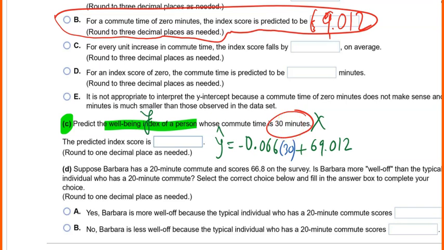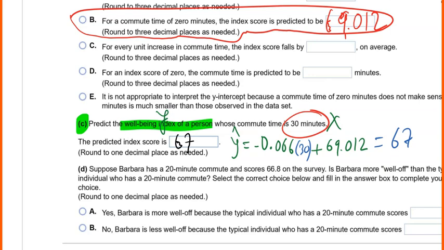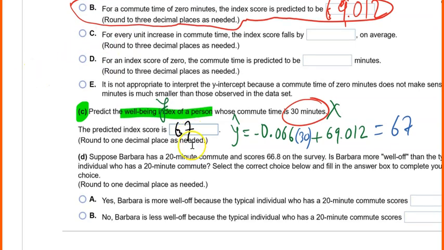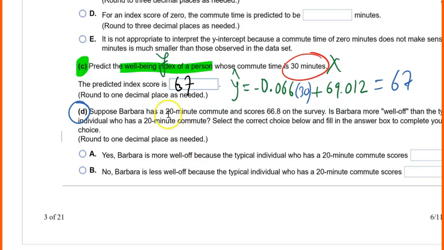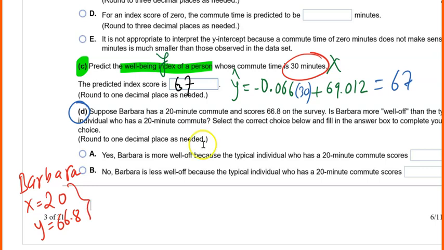I will solve it, and if you round it to 1 decimal place, this number is going to be 67. Here the predicted score is 67 for 30 minutes commute time. For part G, suppose Barbara has a 20 minutes commute time and a score of 66.8 on the survey. Notice that for Barbara, x equals 20 and y equals 66.8. Remember that this is Barbara's specific commute time and well-being score.